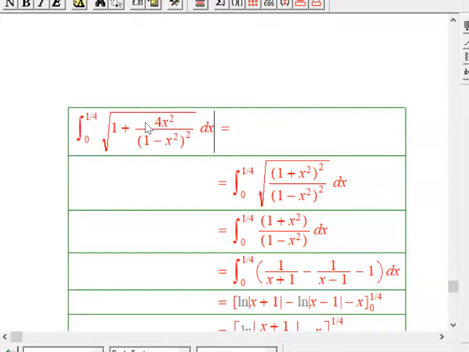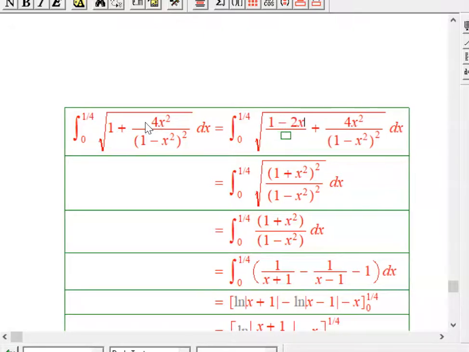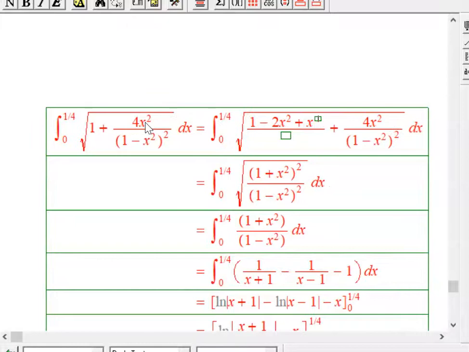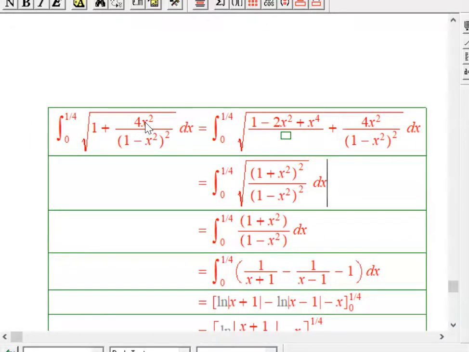It turns out to work out very, very nicely. But let me just do it on the fly here. And we're going to get 1 minus x squared, squared. So I'm going to write that all out: 1 minus 2x squared plus x to the 4th. And then, of course, all over that denominator.